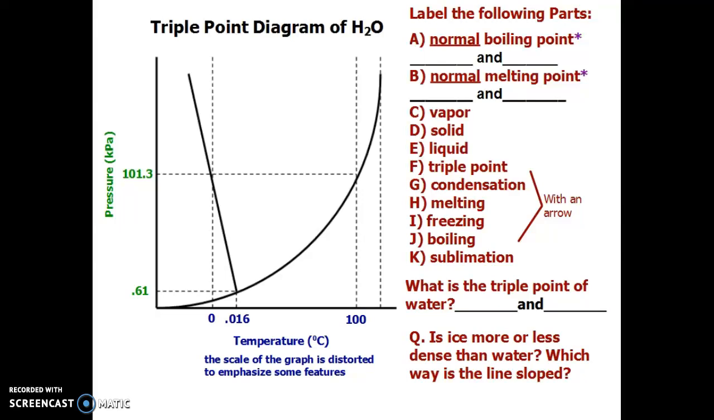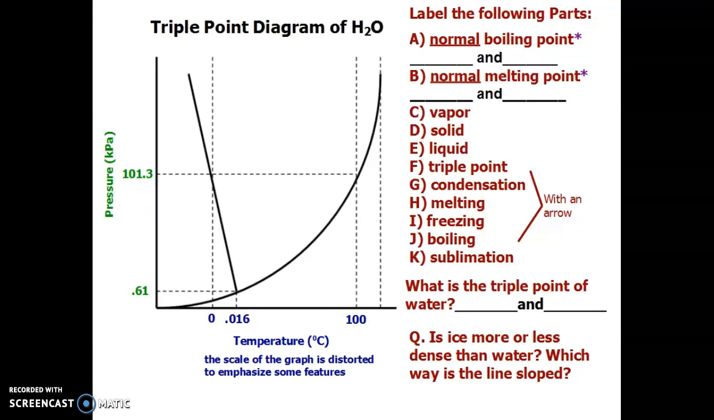All right, today I'm going to make sure that you know how to interpret and correctly read a triple point diagram. What we have up here right now is a triple point diagram for water. Down at the bottom, our independent variable is temperature in degrees Celsius, and our dependent variable on the side is pressure, and we're using kilopascals for our pressure unit.